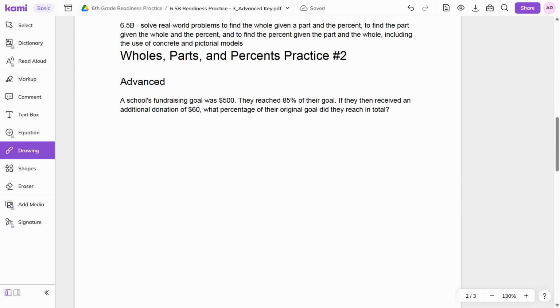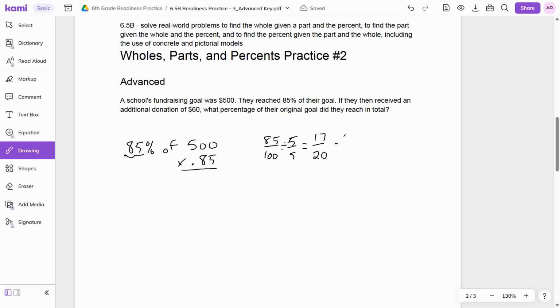Next, we have a school with a fundraising goal of $500. They reached 85%. So let's figure out what that is. 85% of 500. Well, we can do two different things. We can think of this as a decimal. So we can do 500 times 0.85. That works. If we wanted to think of this as 85% is 85 hundredths, simplify it by fives, and that is going to be 17/20ths.